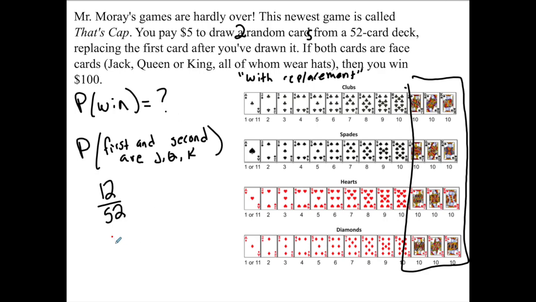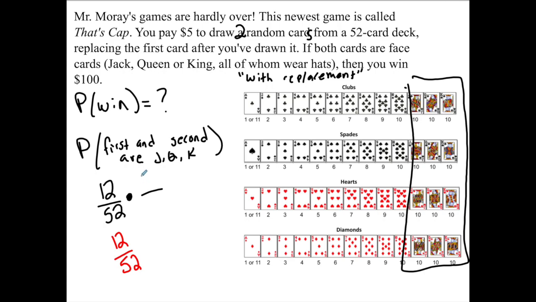Now, I'm going to show you what it looks like if you don't have replacement afterwards. Now, notice I'm multiplying. Then I'm going to multiply this by the probability that the next card is a Jack, Queen, or King. And the reason I can do that is because I'm trying to figure out the first something. So I need to know this many possibilities out of this many total options, right? There's 12 possible things that I want out of 52 overall possibilities.